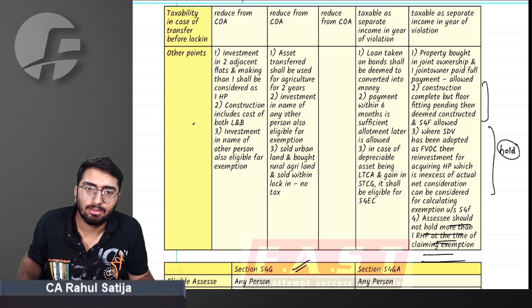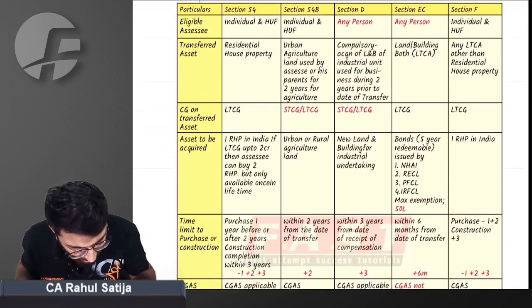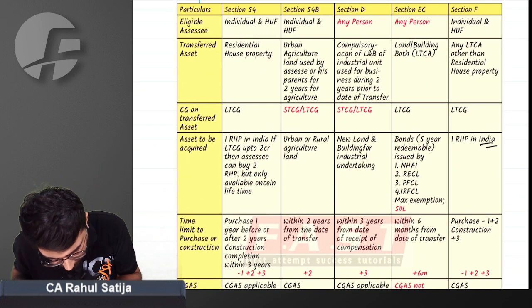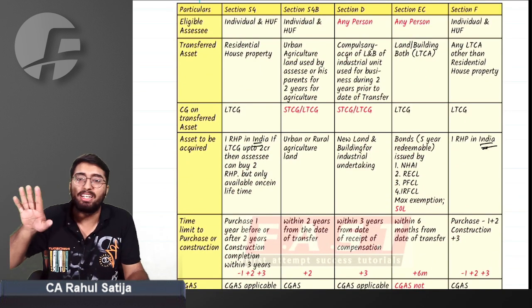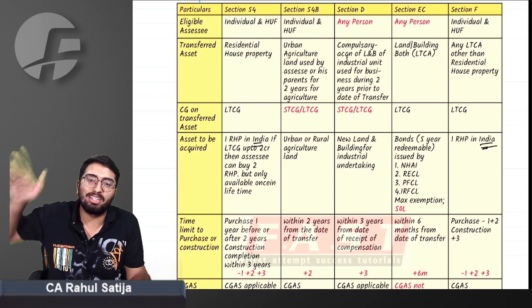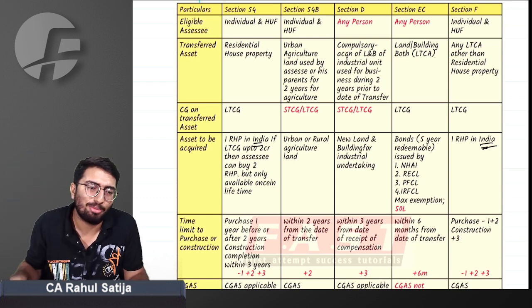Did you get this point? And one more thing, the residential house property in both the cases, under section 54 and under section 54F, should be in India. You cannot buy any house property in Dubai or in any other country. You have to buy that property in India.